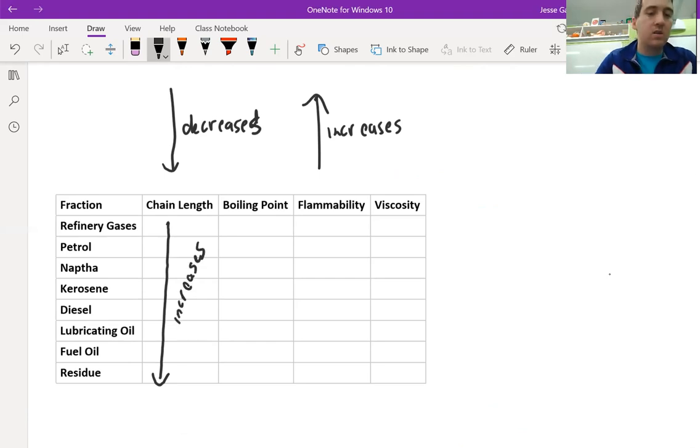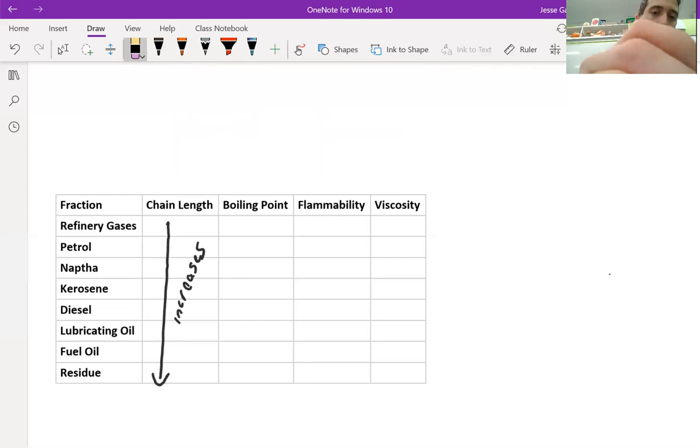Increases. When we go from the top to the bottom, from refinery gas down to residue, the chain length increases. So that means that the refinery gas is at the top, it is the shortest, and the residue is at the bottom, the chain length is the longest or the biggest, so it increases. All right, so you're going to pause the video and do the next three for me now in the same way I've done that one. So pause the video now.